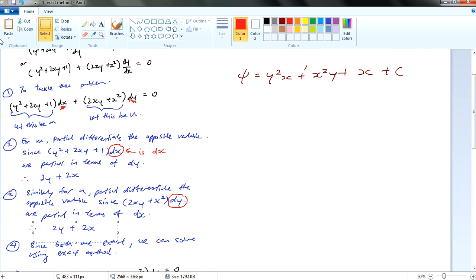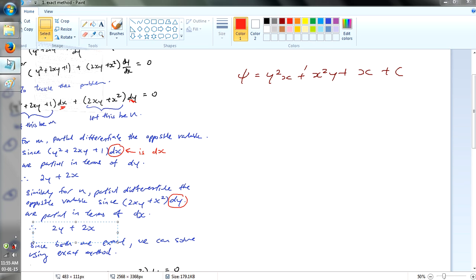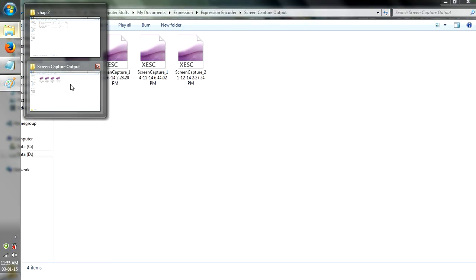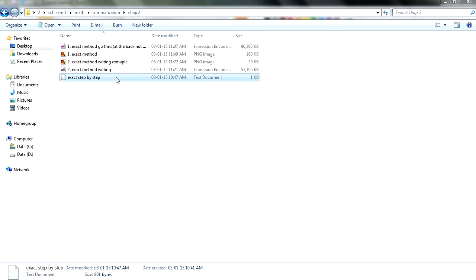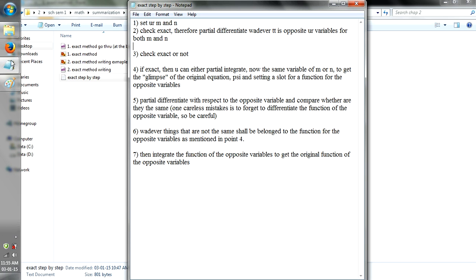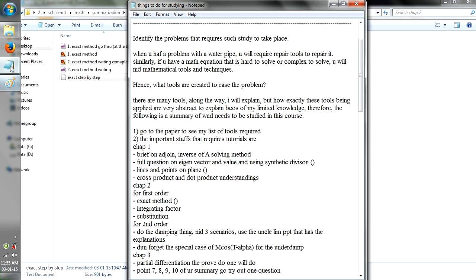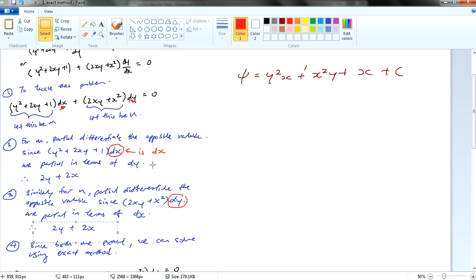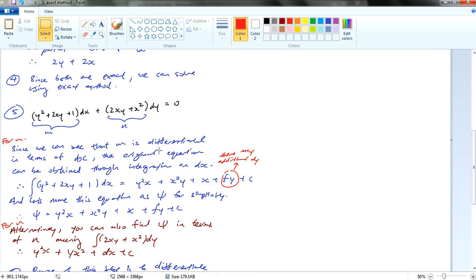So the first step for you to do is actually to test for the exactness. Okay, so to test for exactness, this is what you're going to do, and then since both are exact, we can solve using the exact method.